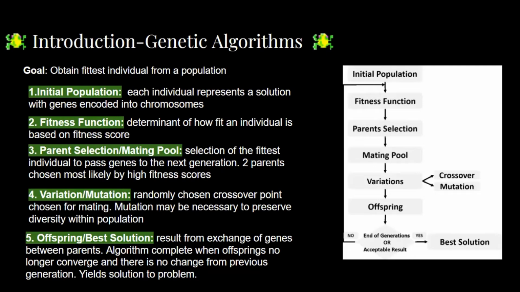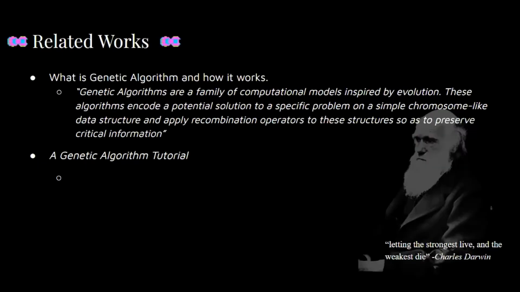So for this, two parents are chosen, and it can either be random, but it will most likely be based on the highest fitness scores. Fourth, you have variation slash mutation, which is a randomly chosen crossover point chosen for mating. And for this, mutation may be necessary to preserve the diversity within a population. And finally, you have offspring slash best solution, which is the result from exchange of genes between parents. Usually the algorithm is complete when the offsprings no longer converge and there's no change from previous generation. This will, as a result, yield the solution to the problem or solve the game.